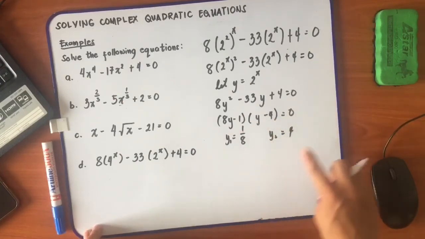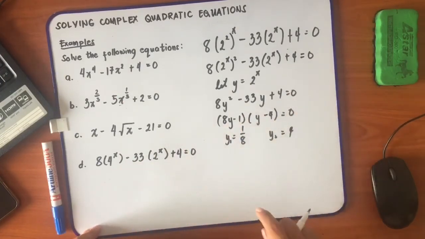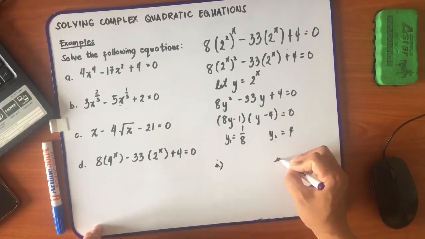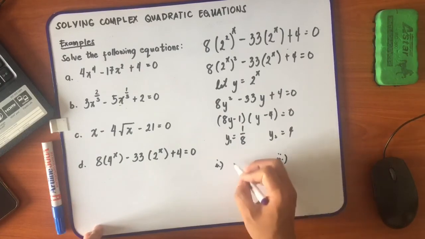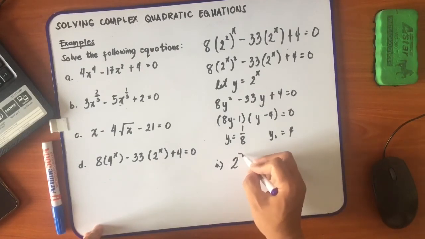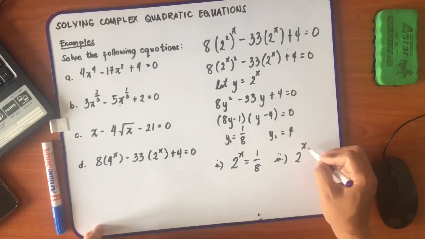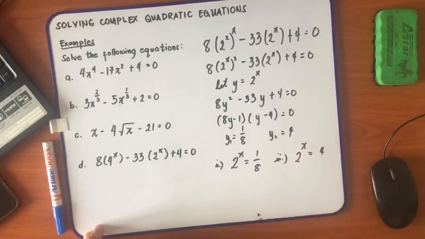But again, we are not solving for y. We are solving for x instead. So I have two solutions. First, 2 to the power of x is equal to 1 over 8, and second, 2 to the power of x is equal to 4.